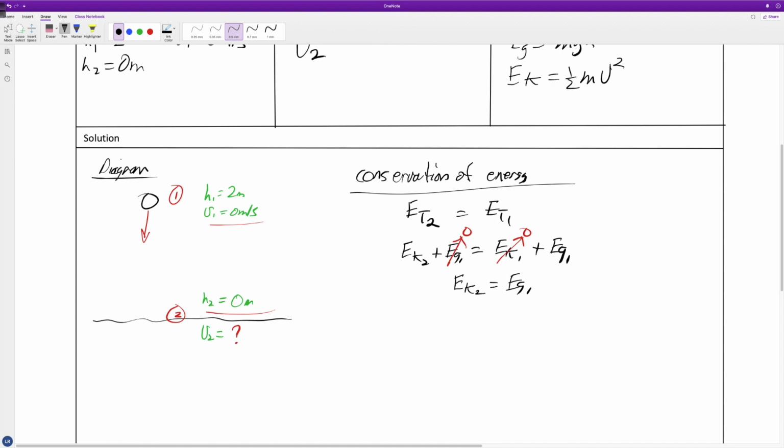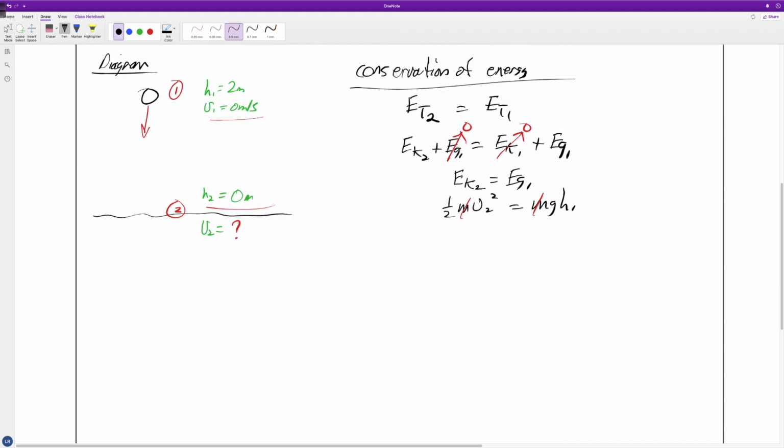Well, now we put in our formulas. We got 1/2 m v2 squared is equal to m g h1. Well, we don't know what the masses are, but we don't care because since there's a mass on both sides, we can cancel them out. So now I'm left with 1/2 v2 squared is equal to g h1. So next step, I have to get rid of the 1/2. So I'm going to multiply both sides by 2. If I multiply both sides by 2, this 1/2 cancels out. So we're left with v2 squared. And then if I multiply the right side by 2, 2 g h1.